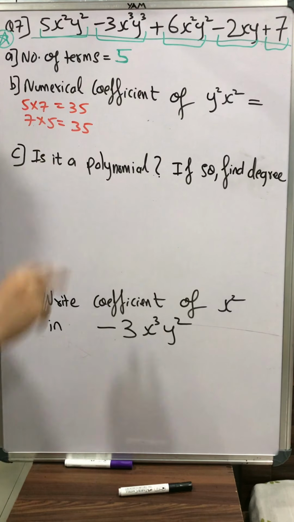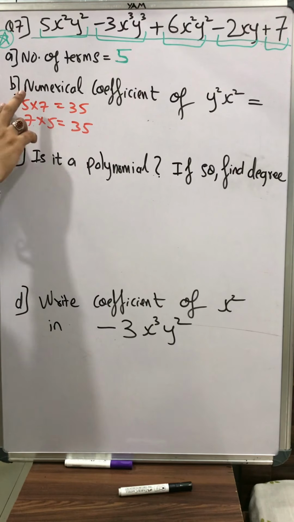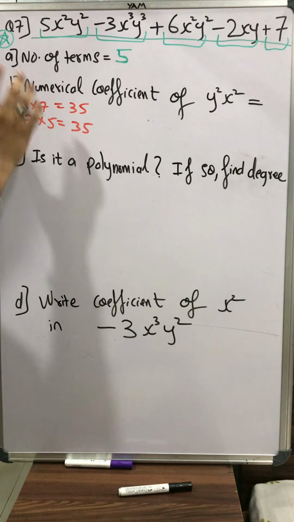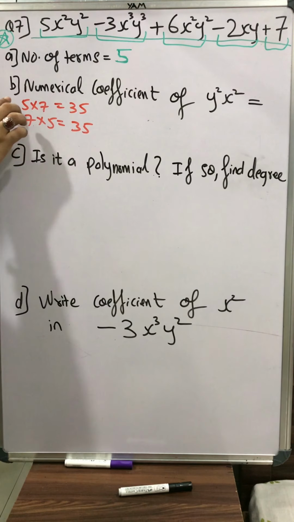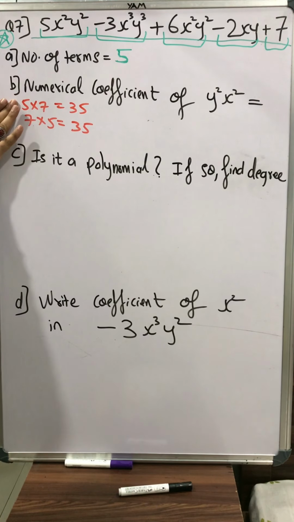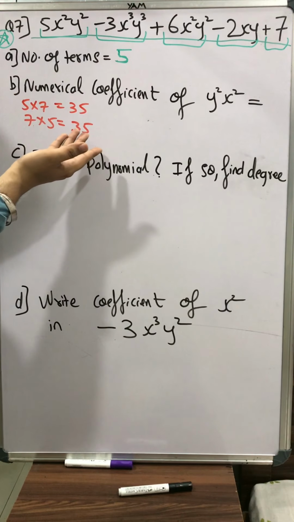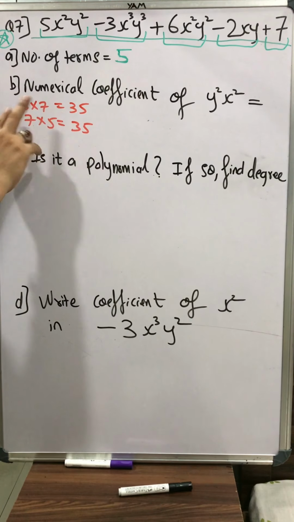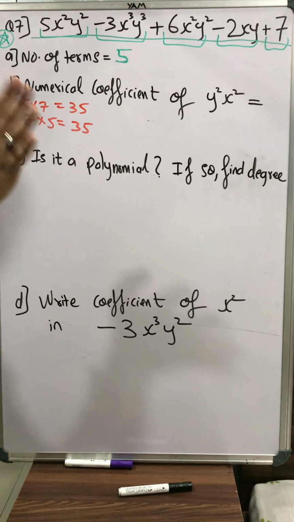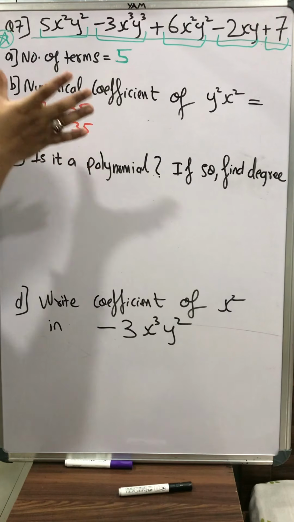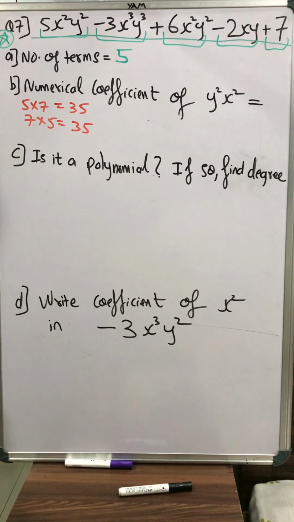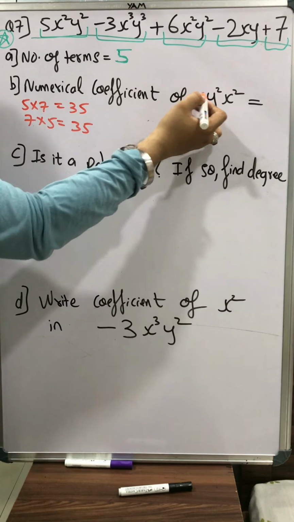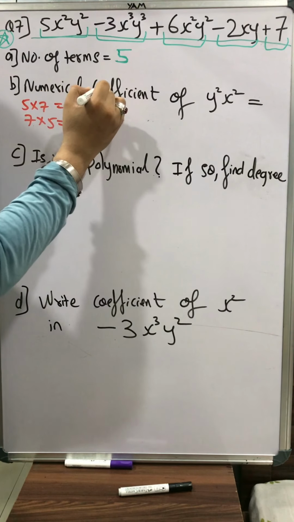Multiplication is commutative in algebra. 5 and 7 are commutative in nature. We can commute them, we can change their places. So either 5 is the first number and 7 is the second, or 7 becomes the first number and 5 becomes the second. The answer will be the same. Similarly, students, why I gave you this note, see on the board. Here it is asked, find the numerical coefficient.